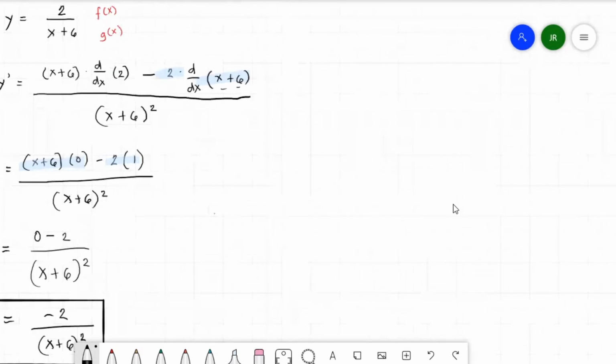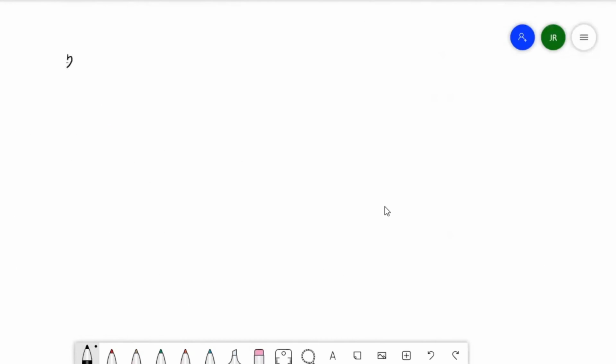And for example number 2, quotient rule pa rin tayo. So y is equal to x minus 2 over x cube. Again, this is your f of x. Ito yung g of x mo, yung denominator. F of x is your numerator, your denominator is your g of x.